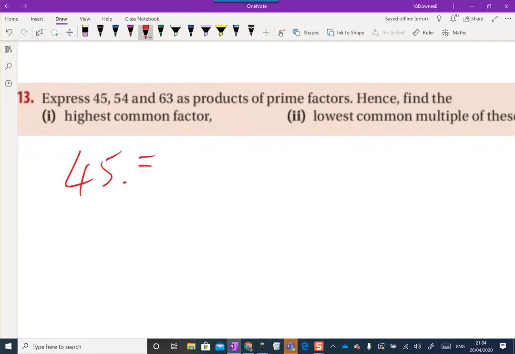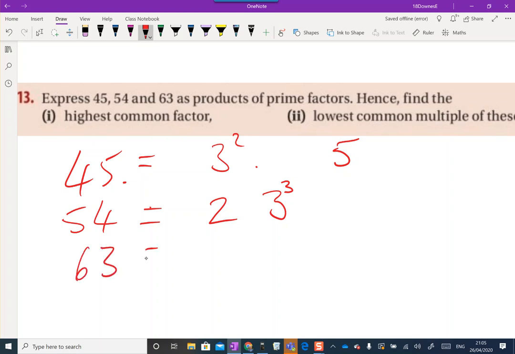Like factorizing 45, I have 3 squared 5. Factorizing 54, what is 54? We know it as what? 6 nines. Well, the 6 gives us a 2, and then there is 3 cubed, because the 6 gave us a 3 and a 9. Now I'm going to push the 5 out there. And we're heading into 63. What is 63? 7 nines. Okay, so we're pushing a 7 out here, and we're having 3 squared here.